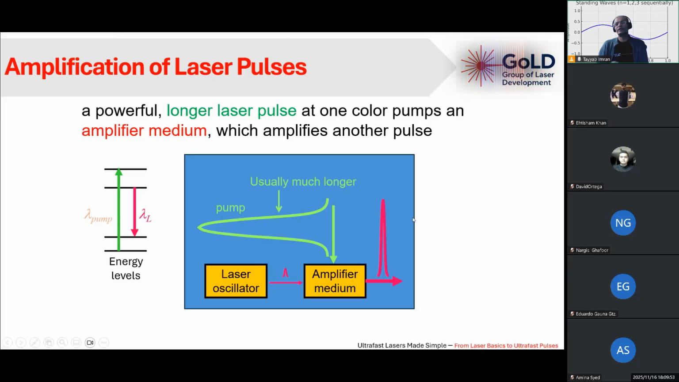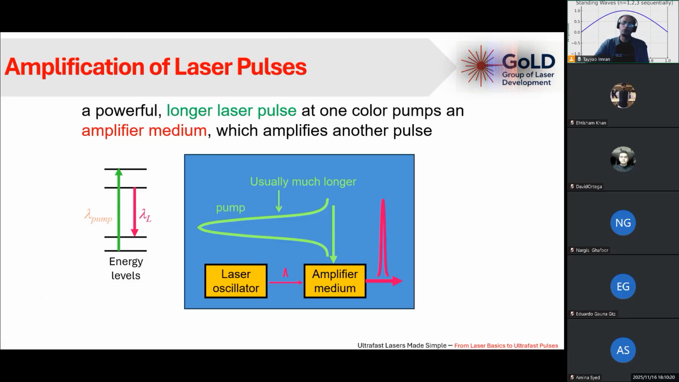Do you know that we need a pump to generate? We need a pump laser, okay, in case of an oscillator, to generate the femtosecond or ultra short pulses. But this pump we also need in the amplifier as well.